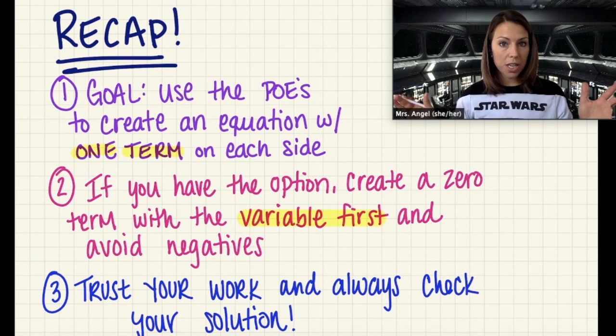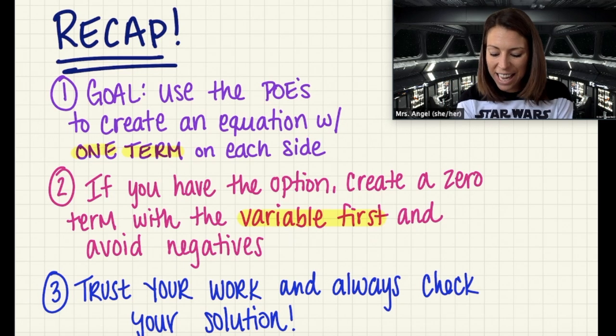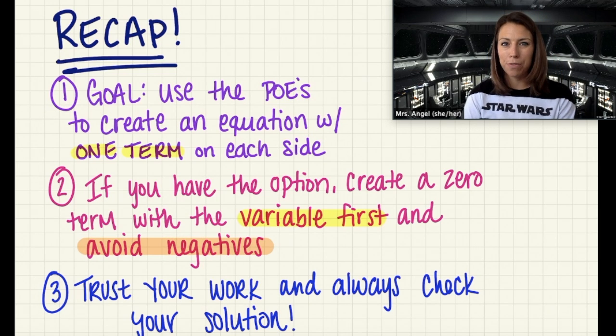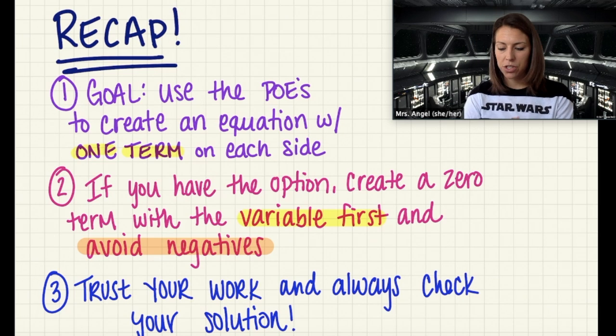If you have the option, please try to create a zero term using the variables first. That's just an option, but it's, again, what I like to do. I like to collect my variables to one side. And again, it's always probably a good idea to avoid those negative coefficients. There's usually a way to avoid negatives. I suggest going in that direction.